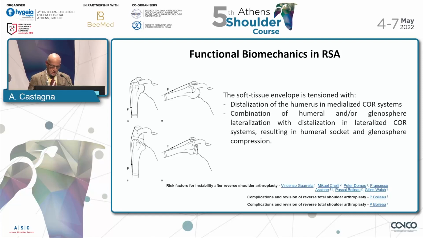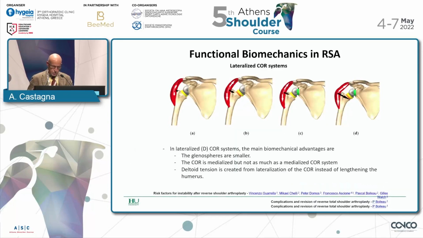So starting from this, again, we need to consider the medialization of the center of rotation, because a constrained prosthesis with a large ball may present some advantages, reducing the torque secondary to the neck, to no neck on the glenosphere, and increased recruitment of deltoid fibers from the medialization. Deltoid tension is taken from lowering the humerus.